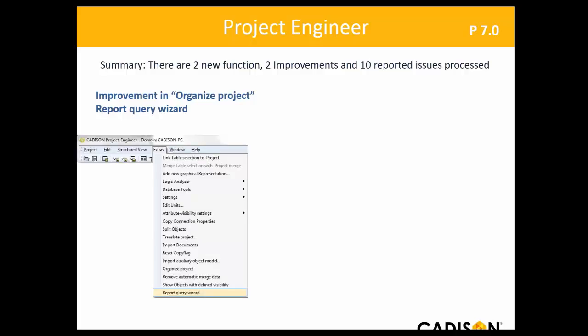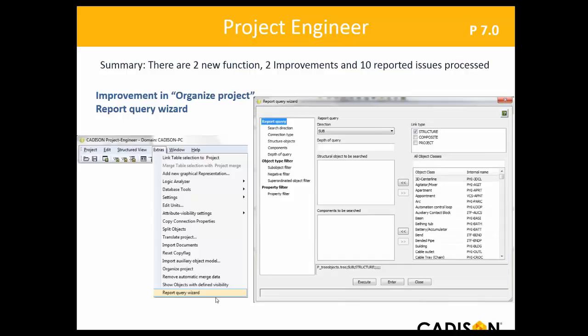One of the new functions is the report query wizard. You can start it from extras: if you go to extras and go down, you will find the query wizard, and if you open it, you will get this dialog. With this wizard you can create your reports in a proper way. That means you can say where you are searching and what you want to do: structure, composite or project. You go so deep in the query that you write the structural object to be searched, you have the components to be searched, and you can take all data from this level.